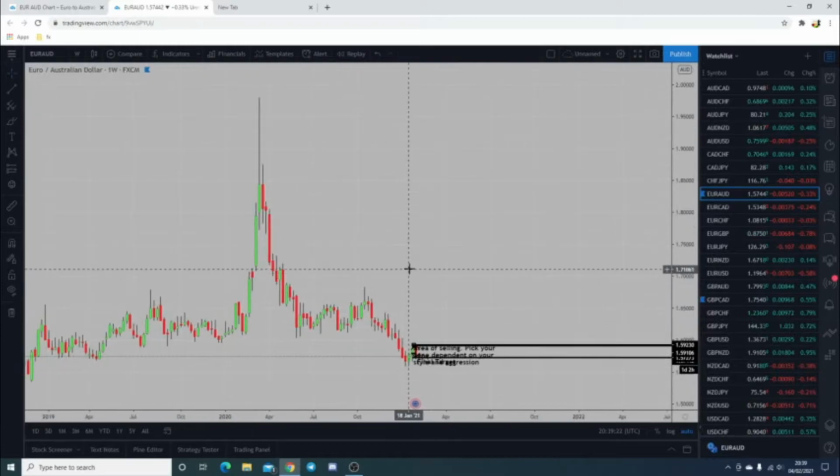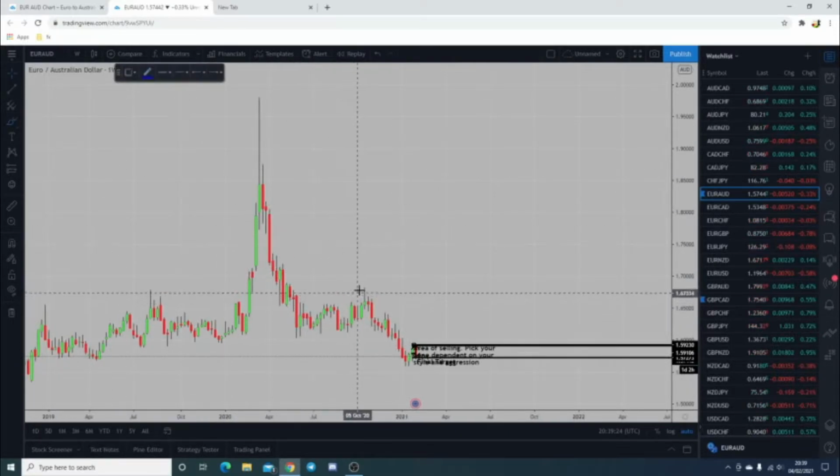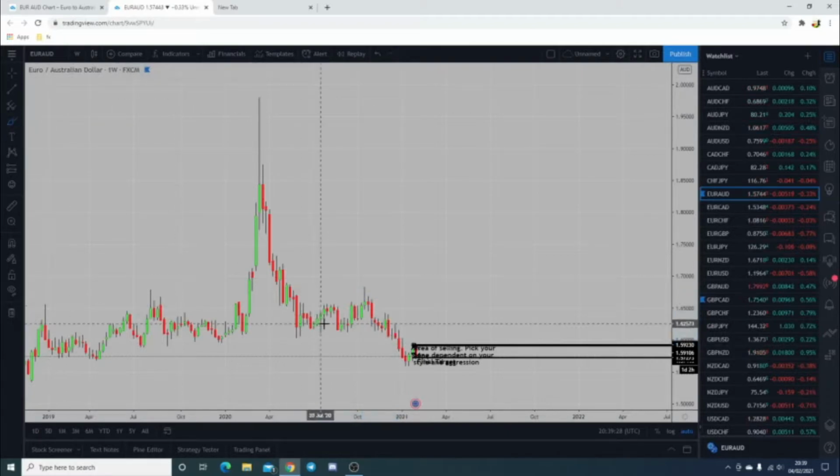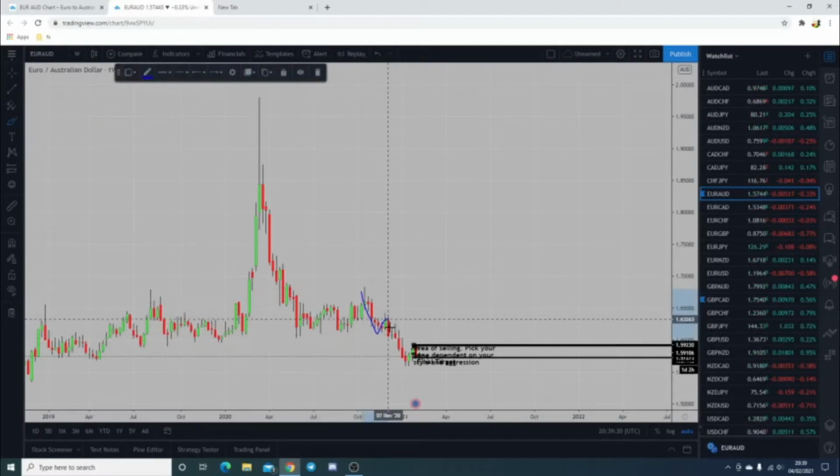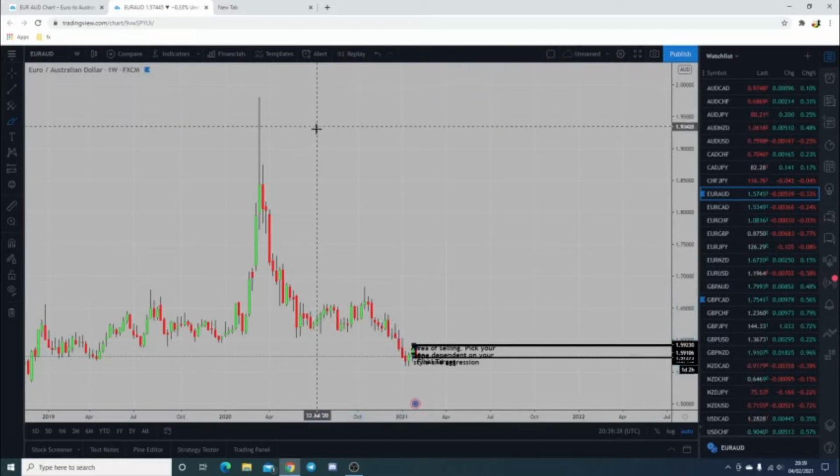On the weekly, very easy to see. Push down, push up, push down. Sorry, let me draw that again. That's not great. Push down, push up, push down, push up, push down, push up. What's most likely going to happen here? Another push down. So very simple stuff.